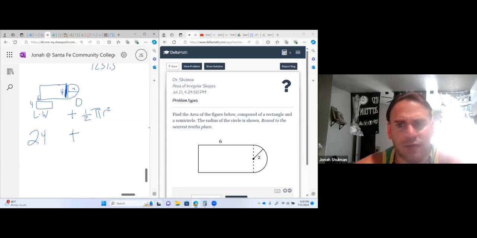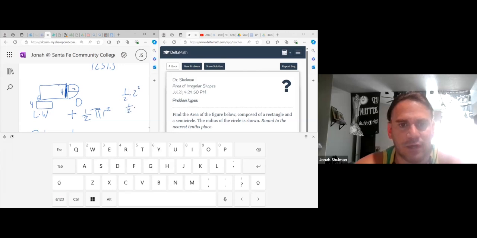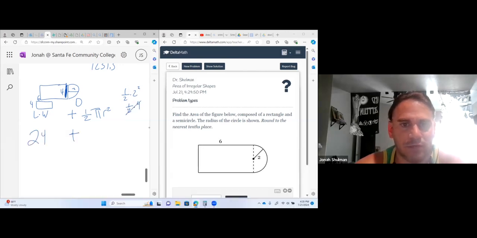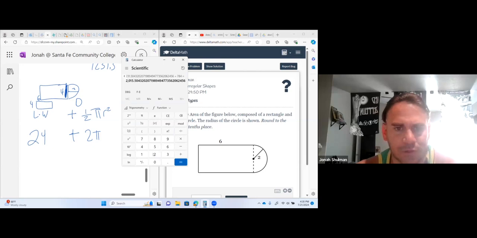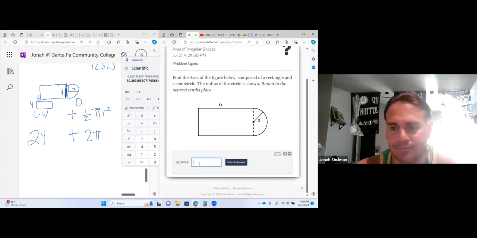Now this is 1/2, 2 squared. 1/2 times 2 squared is 1/2 times 4, which is just what? 2 pi. 24 plus 2 pi. Oh, but we got a round. Okay. 2 times pi, which is 6.28 plus 24. 30.3, because the 8 rounds up, 30.3.